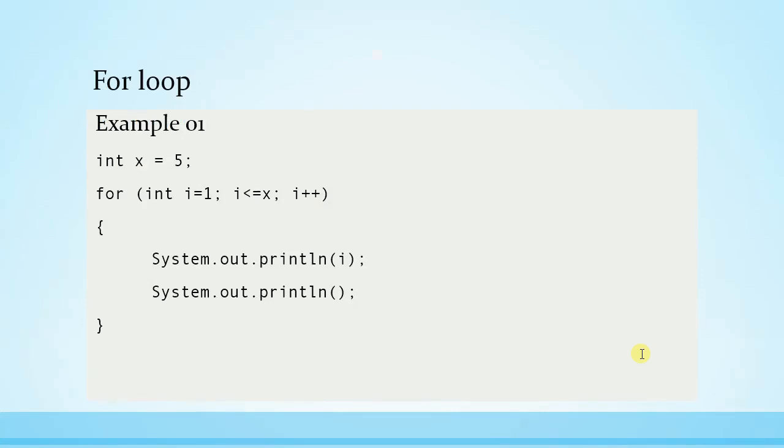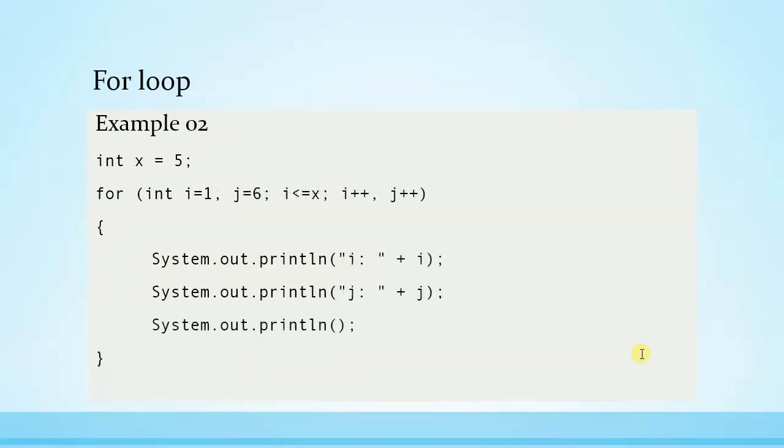Alright, now we will look at one more example. Here in this example we see one initializer statement and one iterator statement. Now have a look at the second example. Here if you see, we have two initializer statements. One is I equal to 1 and another one is j equal to 6. So here the initializer part has two statements and they are separated by comma.